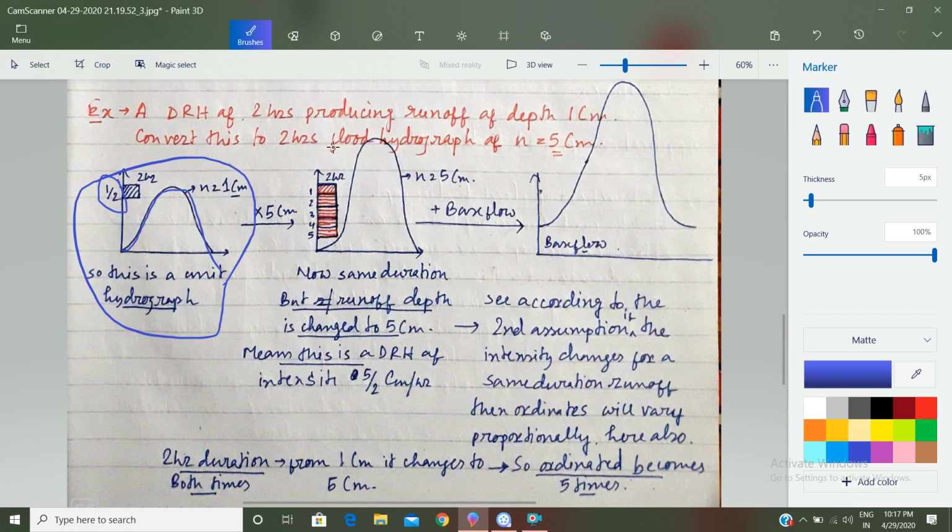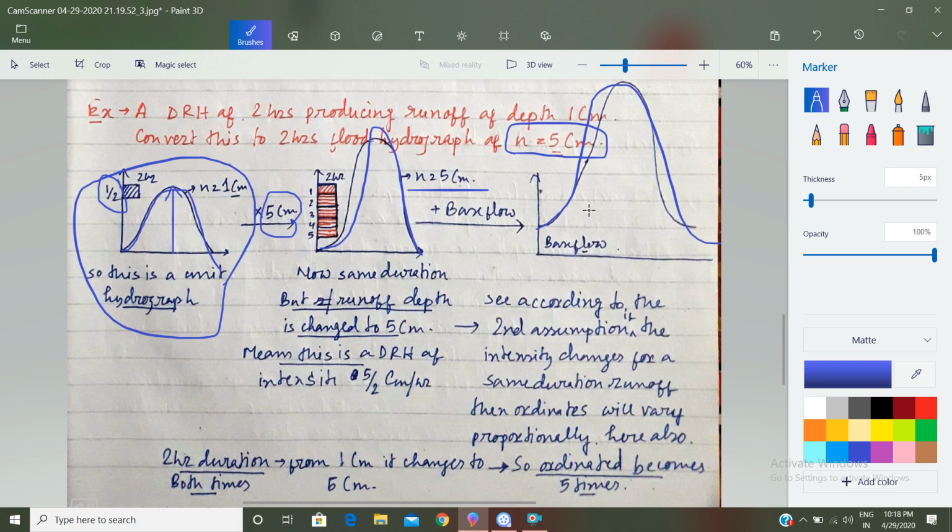From here we need a flood hydrograph, not a unit hydrograph, for 5 centimeter precipitation. The ordinates will be given in the question. Just multiply these ordinates with 5. You will get a direct runoff hydrograph which has a precipitation depth of 5 centimeter. And if you add base flow to this, then you will get a flood hydrograph.